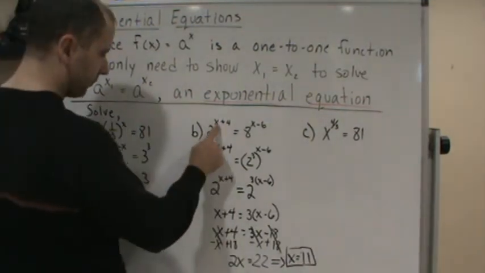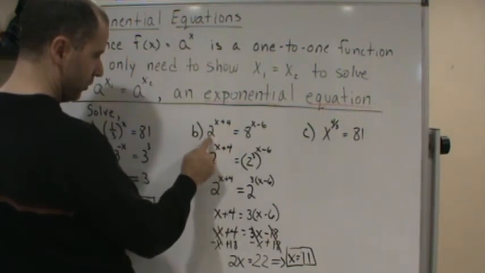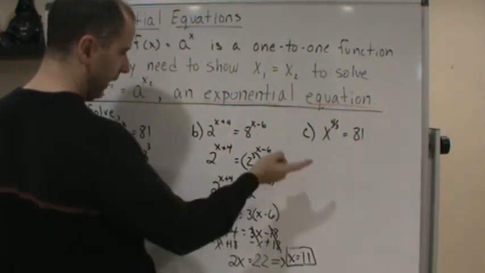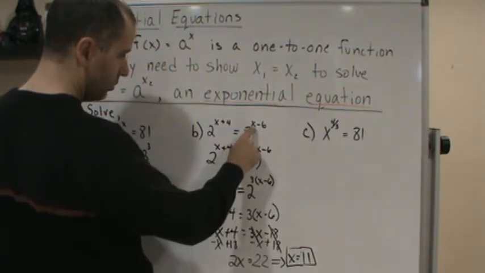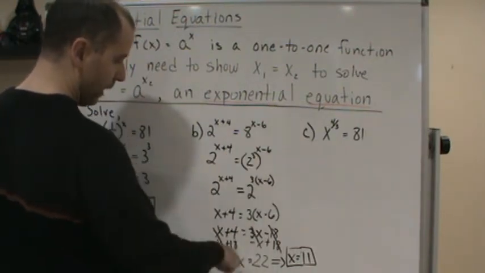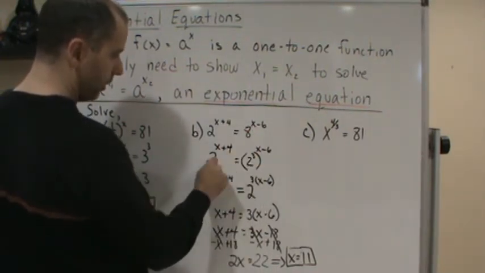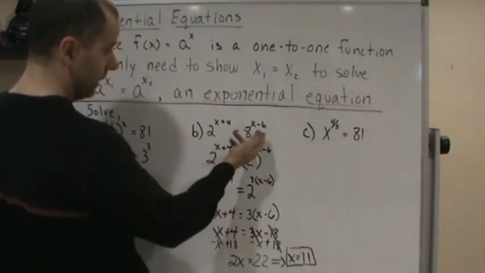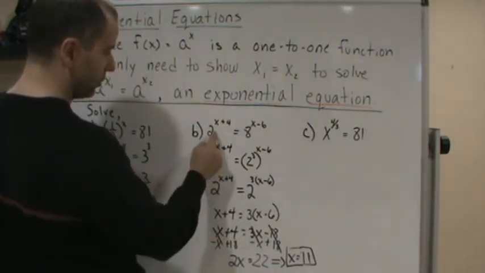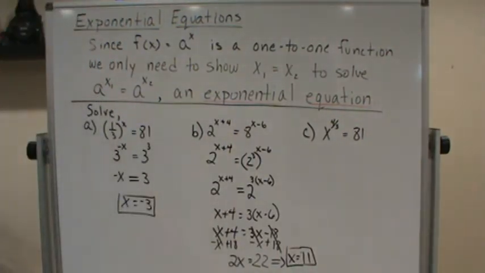So 11, I get 11 and 4, which gives me 15. I get 2 to the 15th over here. And here I get 8 to the what? 11 minus 6, which is 5. But I can rewrite this as 2 to the third, which is going to be 3 times what? 3 times 5, which is 15. So I get 2 to the 15th on both sides, and it works. So x equals 11, okay?